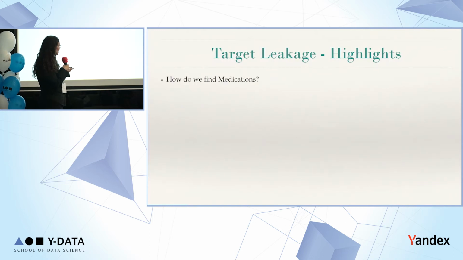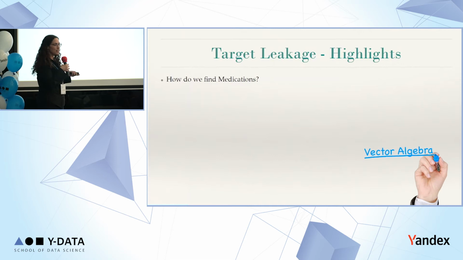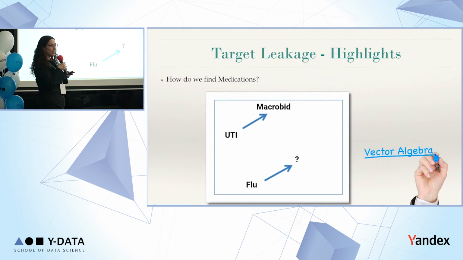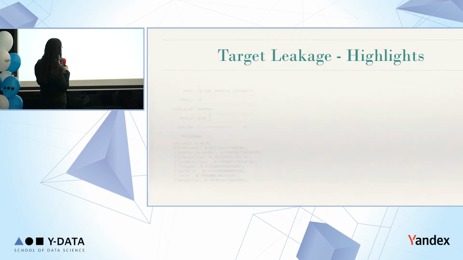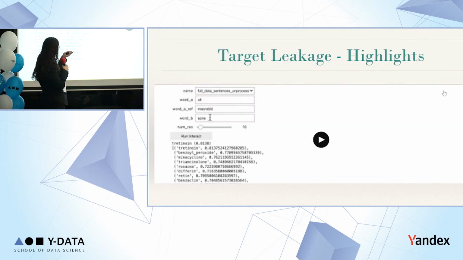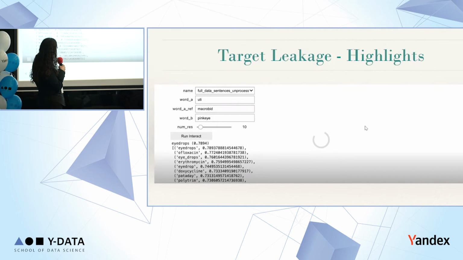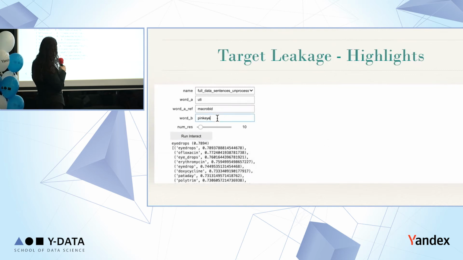Next we went to find medications. And we decided to use vector algebra. So we all know the famous man to woman, king to queen, so we decided to adapt that to our use case and say, okay, let's take a few known conditions and medications and run all the different conditions and see what we get. And this actually produced pretty good results. Now it's playing, so we can see that UTI to Macrobid is like pink eye to eye drops, and if we put flu there, we will get Tamiflu.